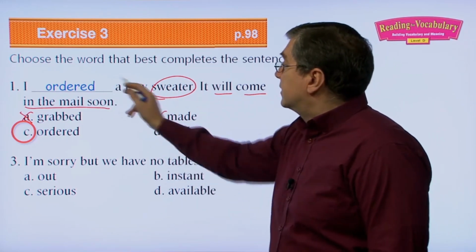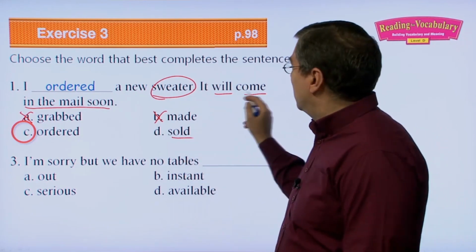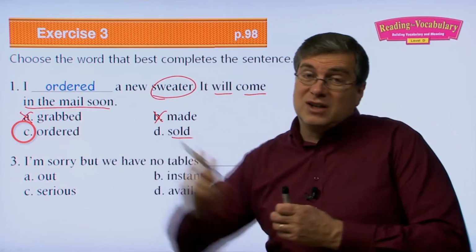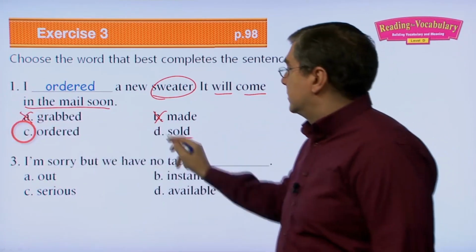What about D? I sold a new sweater. I sold a new sweater? That doesn't make sense because it will come. If you sell a sweater, you're going to send it through the mail. It's not going to come to you. You're going to send it away. So that doesn't make sense.